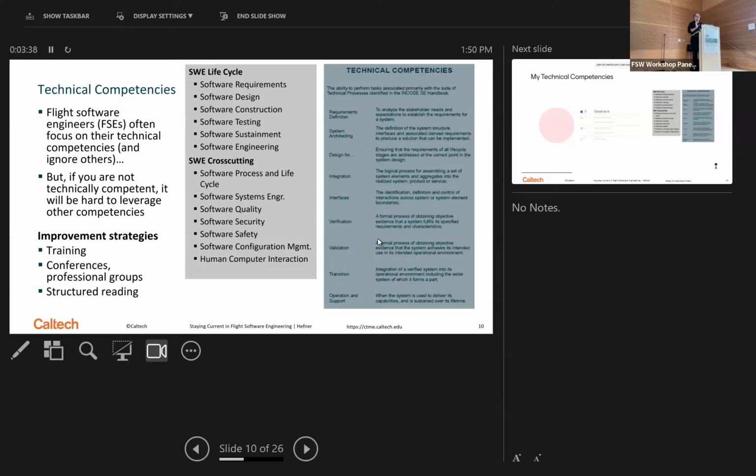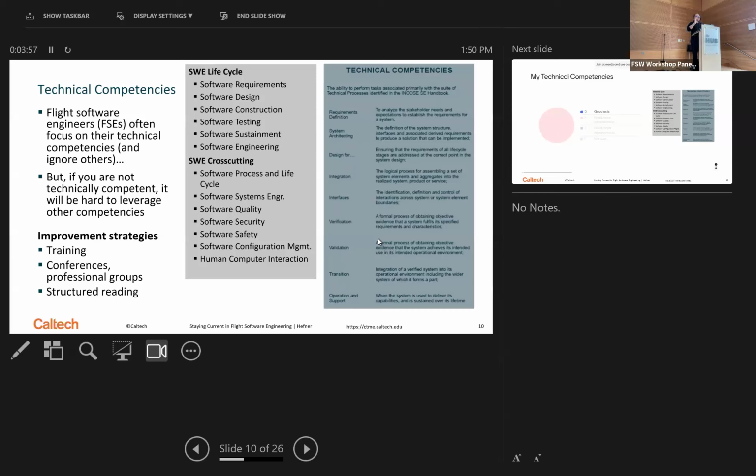We often kind of focus on our technical competencies. It's the stuff we learned in school. It's the stuff we typically apply on a day-to-day basis. And that's probably appropriate, because if you're not technically competent, it's going to be tough to develop any other competency as well. It's going to be tough to probably just actually keep a job going.